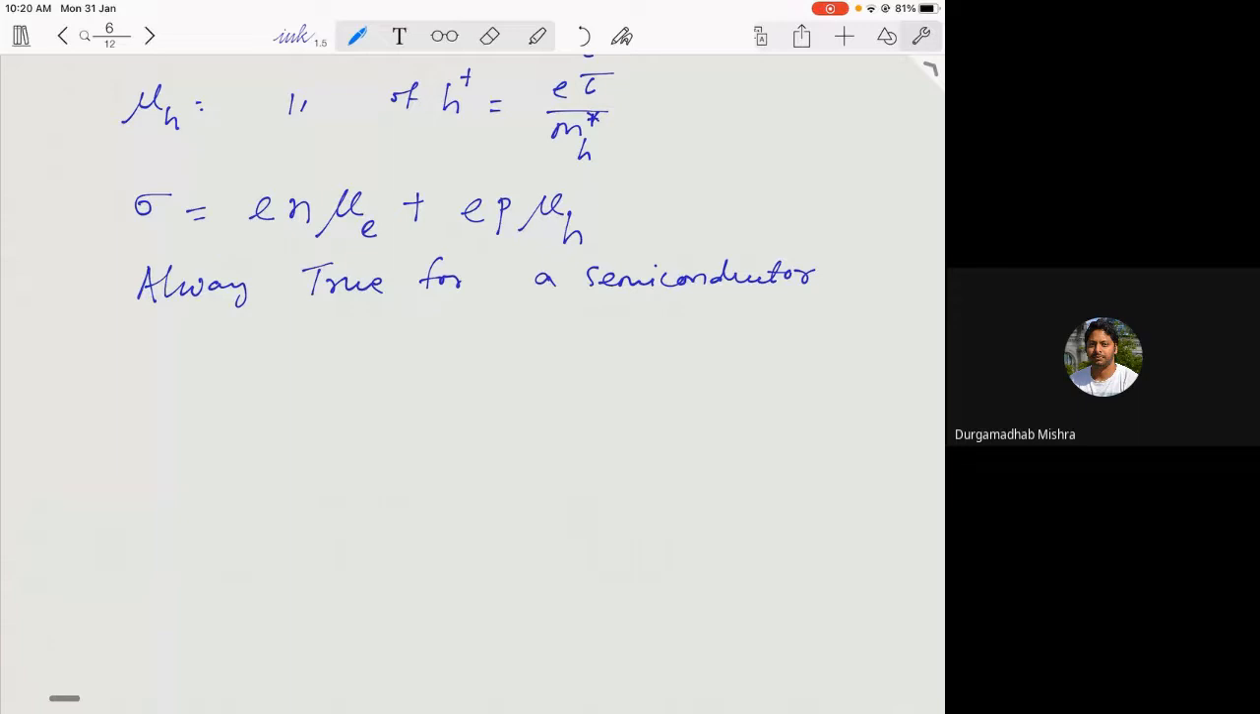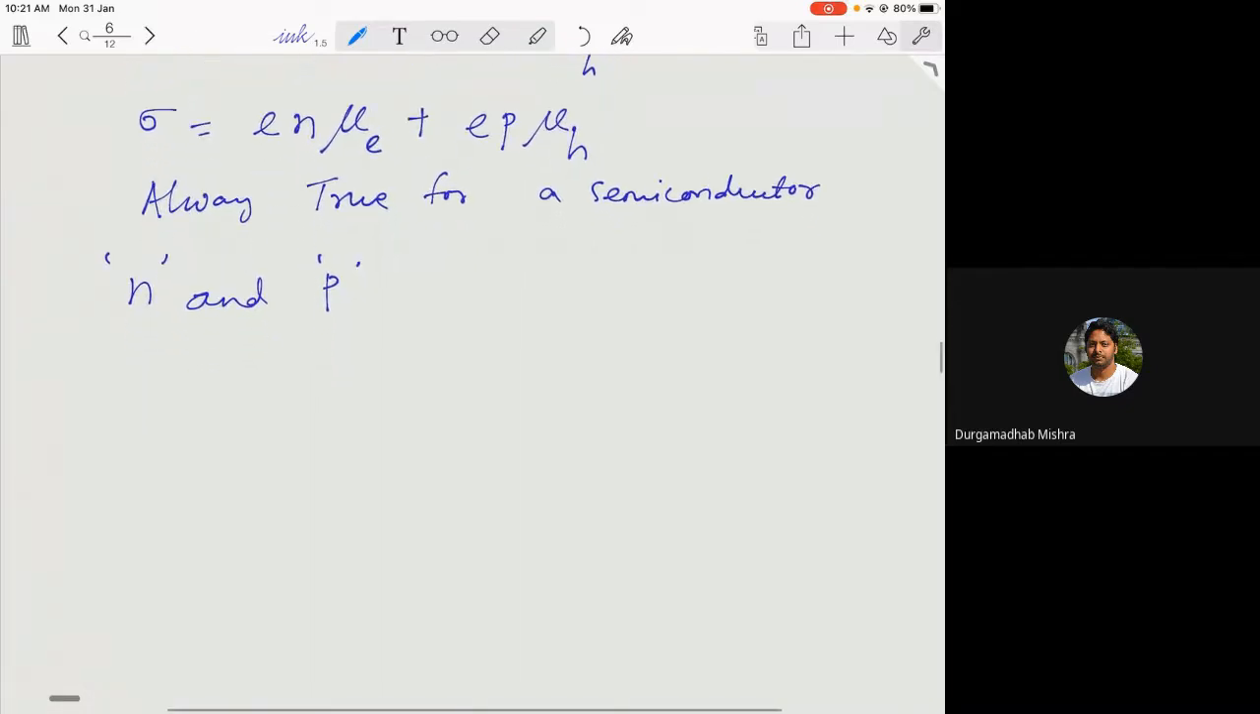Now, if we want to calculate the conductivity, there are two important quantities that are really useful in a semiconductor. They are N and P, the concentration of electrons and the concentration of holes. If we know N and P, we can then calculate the conductivity. Then how do we calculate this N and P?